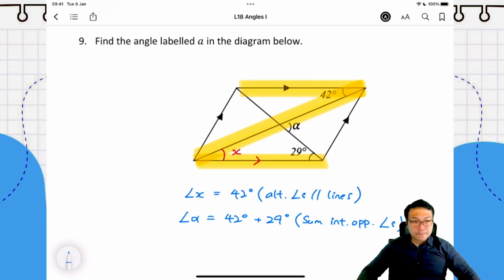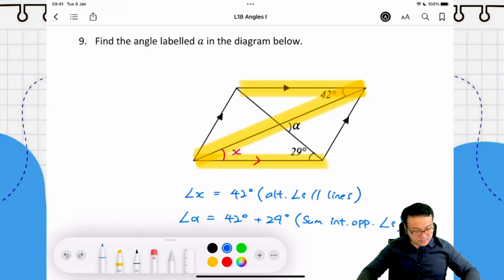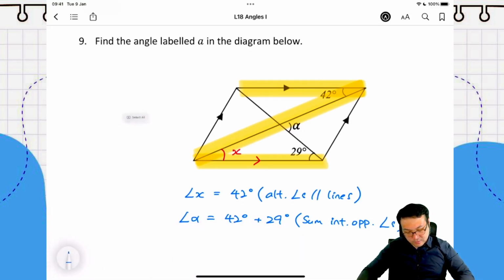Yes, Brielle. I don't understand why alpha is 42 plus 29. Ah, alpha. By the way, this is alpha. It's a Greek alphabet. Then this is beta, then this is gamma. Never mind, not so important. So this angle alpha. Now, Brielle, do you agree that angle X is 42, because of the letter Z, right? Yeah. Now, do you remember this rule that I always draw? I always keep drawing this rule, right?